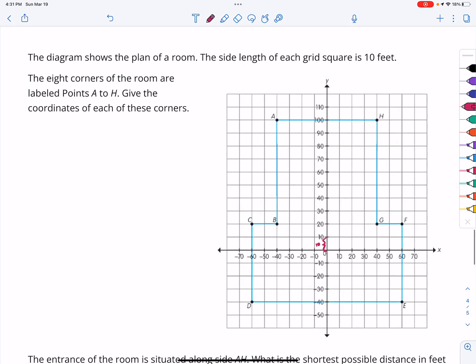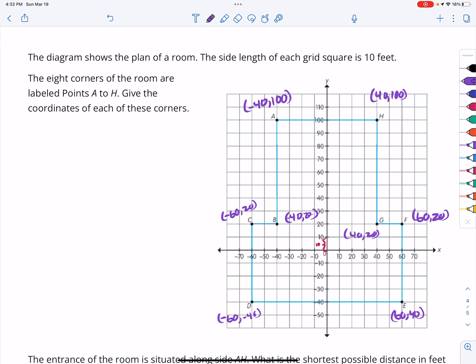So this question wants us to first get the coordinates for each point. A is at -40, 100. B is at -40, 20. C is at -60, 20. D is at -60, -40. E is at 60, -40. F is at 60, 20. G is at 40, 20. And then H is at 40, 100.